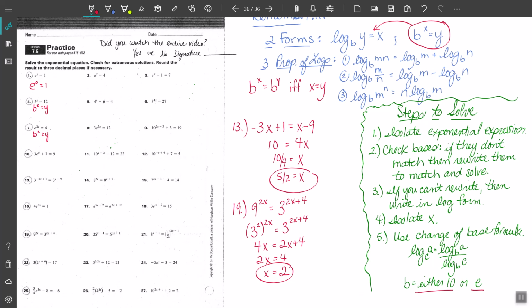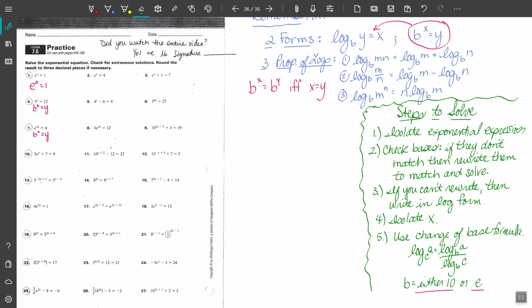So on problems where you've got an exponential expression on both sides of the equation, look to see if the bases match. If they do, you're just going to set those exponents equal to each other and solve. If they don't match, look to see if you can make them match by rewriting one of them as a power. And if you can do that, then you can do the same thing and set the exponents equal to each other and solve for x.